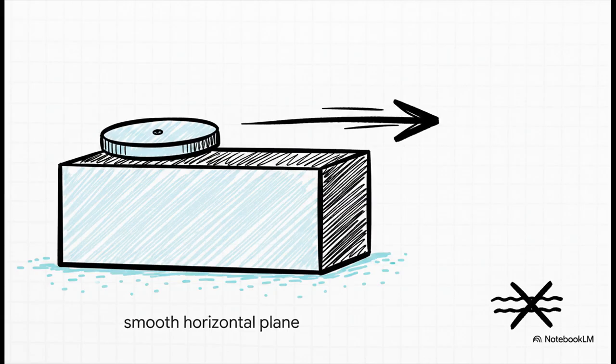Now, did you catch those keywords? Smooth horizontal plane and friction is absent? These are not just details, they are massive clues. The problem is practically screaming at us about which physics laws we need to use.